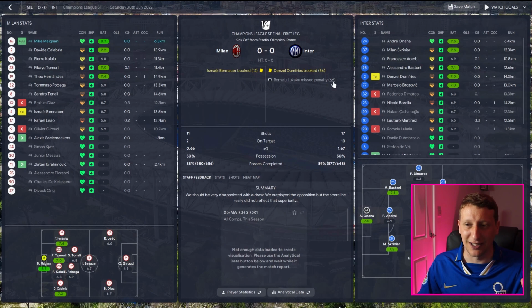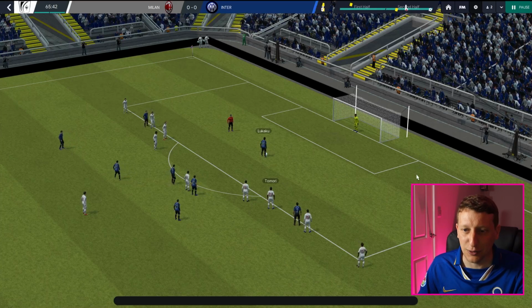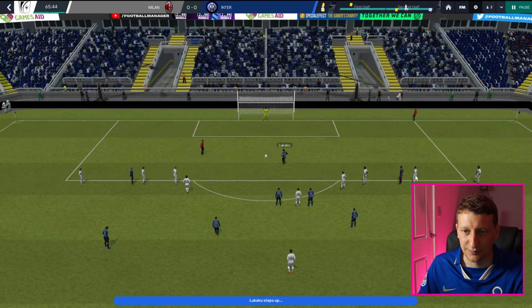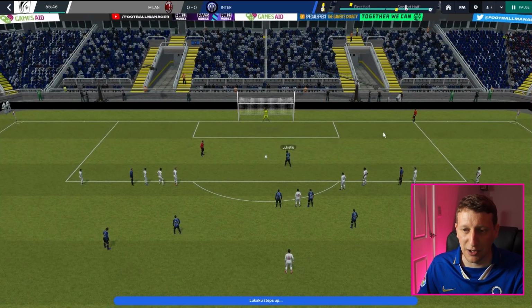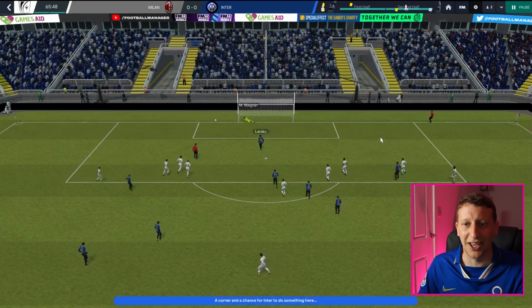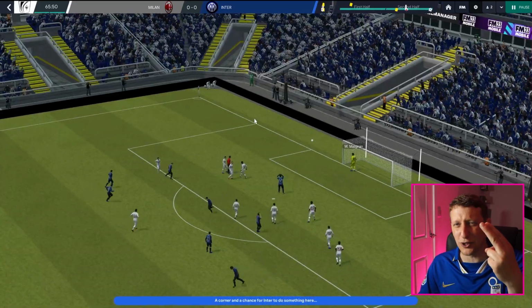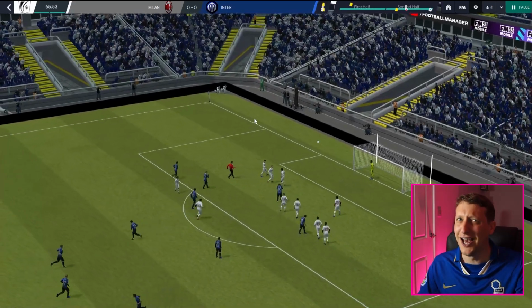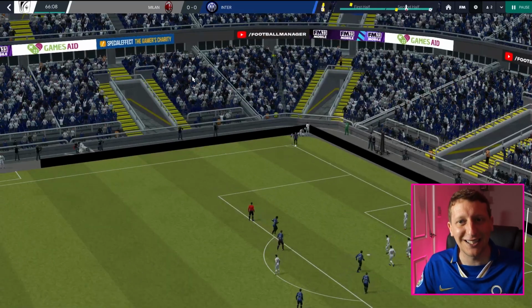Let's see Romelu's miss. So you'd fancy him from the penalty spot as well, wouldn't you? Magnan's giving him a little bit on the line. Good save from Magnan. He saved a couple. Did he save 2 pens in the quarter-final against Napoli? I think he did. Right, moving into the second leg.